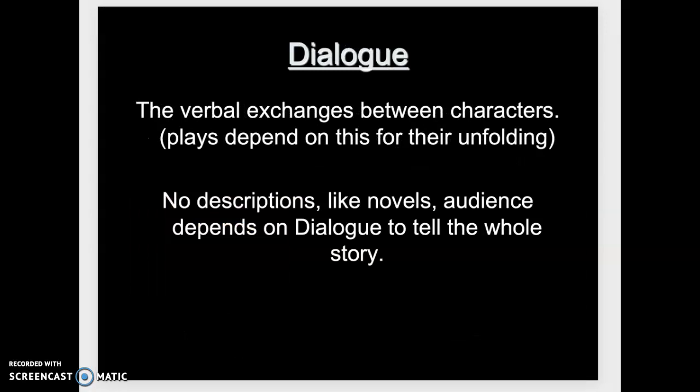The next we have is dialogue. Dialogue's the verbal exchange between actors, between characters. Plays depend on this for unfolding. We do not have long descriptive things like novels, right? We don't hear the inner monologue of the characters. We only get information from the dialogue that's in the play. There are stage directions in plays, but those are not always in every play. They're in different forms of plays. Some plays have very little stage directions and very little setting descriptions.